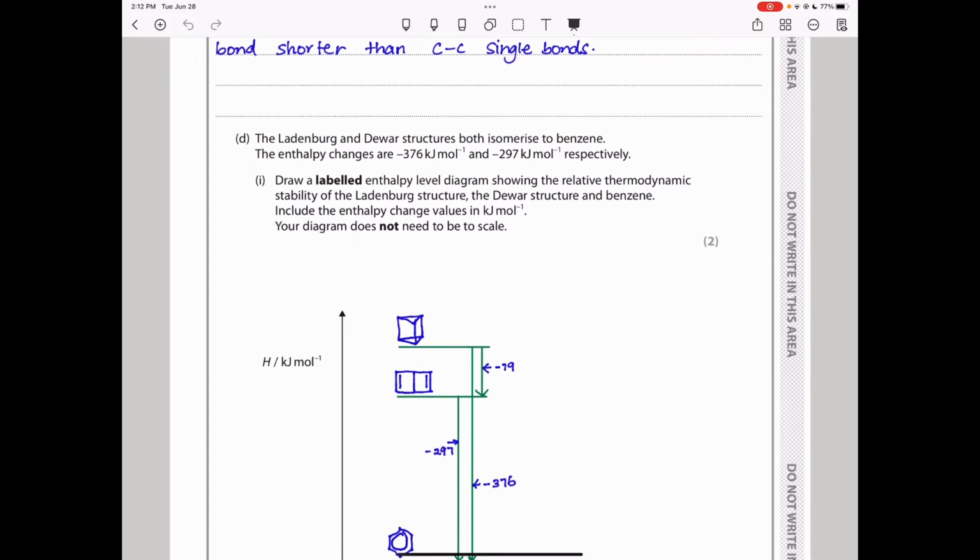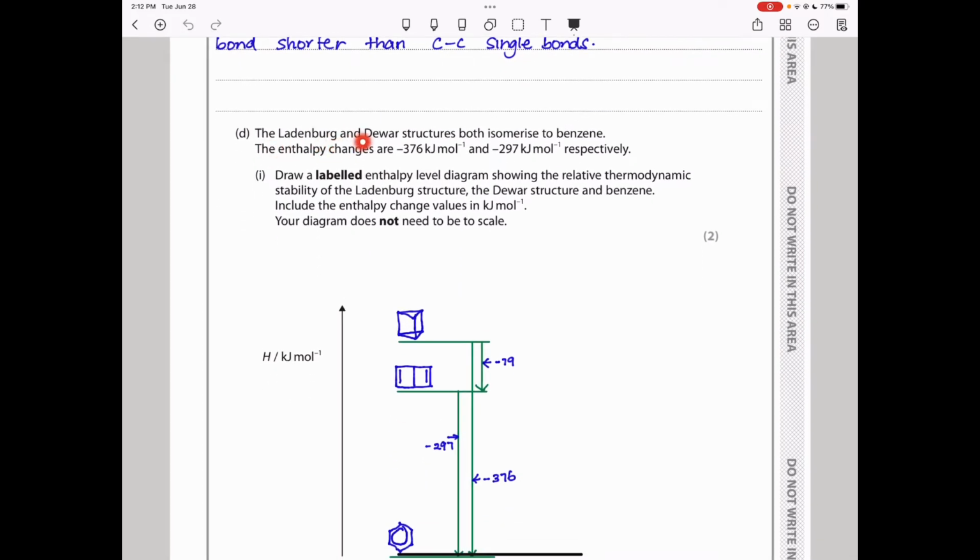Okay, the next question says, the Ladenburg structure and Dewar structure both isomerize to benzene, meaning they can be converted to benzene. The enthalpy changes are negative 376 kilojoules per mole and negative 297 kilojoules per mole respectively. So this is for the Dewar and that is for the Ladenburg. They said draw an enthalpy level diagram showing the relative thermodynamic stability of the Ladenburg structure, the Dewar structure, and benzene. They want you to include the enthalpy change values in kilojoules per mole.